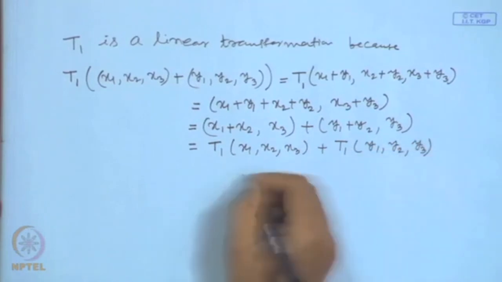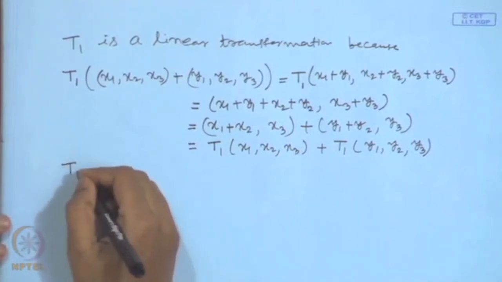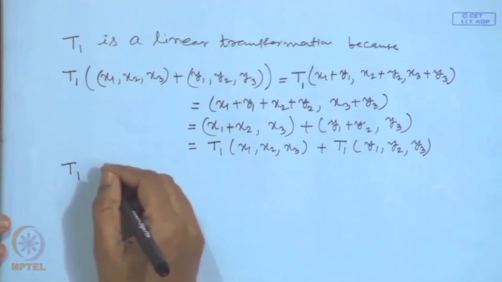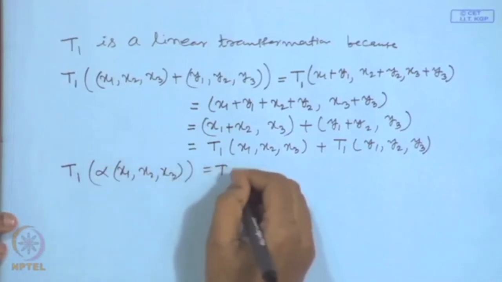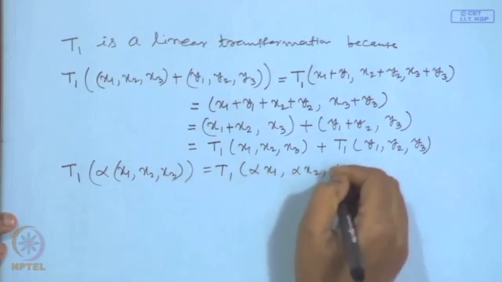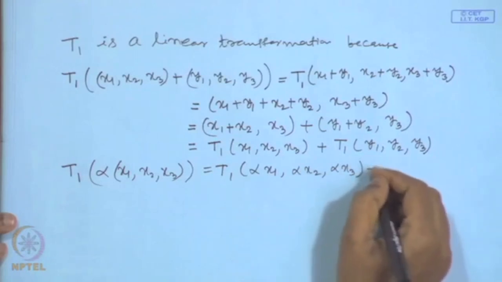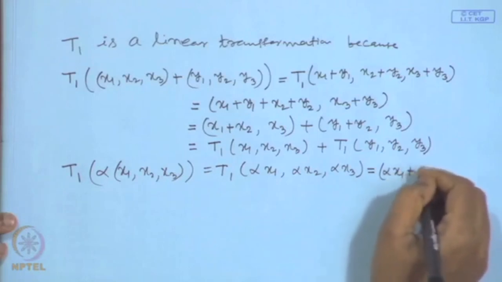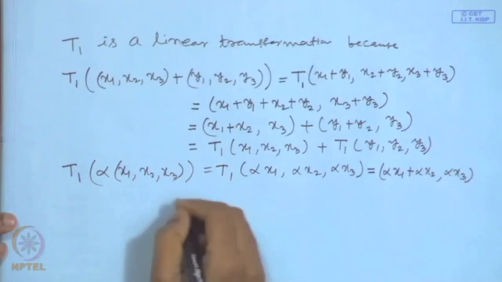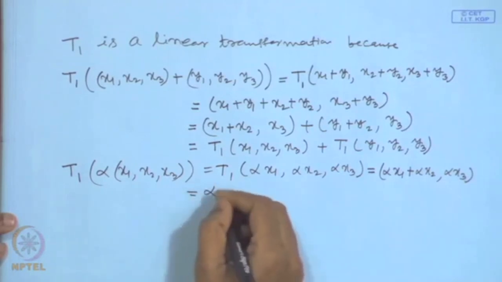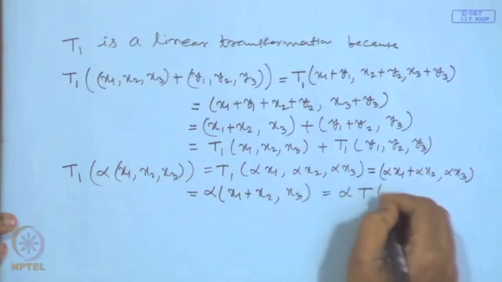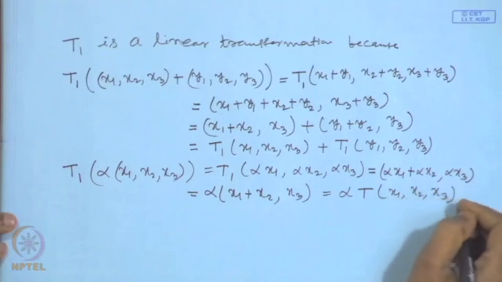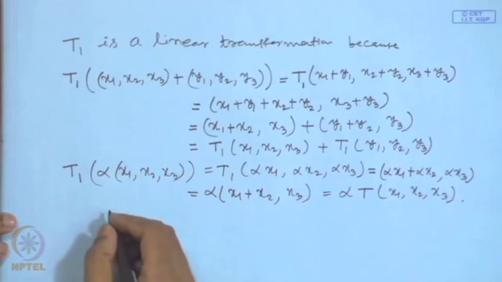and that is equal to T1 of x1, x2, x3 plus T1 of y1, y2, y3. So, T1 preserves the addition operation, and similarly T1 also preserves scalar multiplication because T1 of alpha times x1, x2, x3 is equal to T1 of alpha x1, alpha x2, alpha x3, and according to the definition of T1, this is equal to alpha x1 plus alpha x2, alpha x3, and this can be written as alpha times x1 plus x2, x3, and that is equal to alpha times T1 of x1, x2, x3. So, therefore, T1 is a linear transformation.